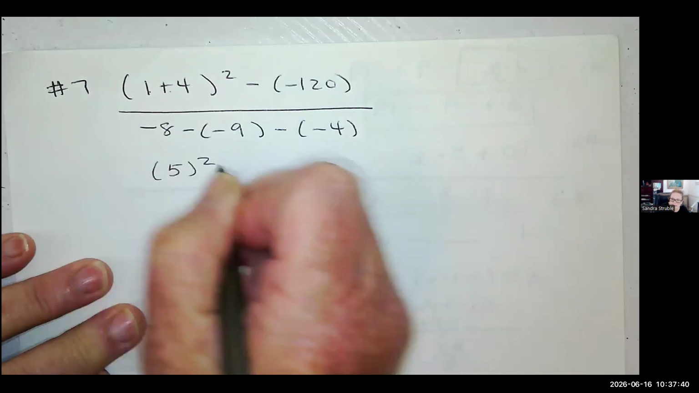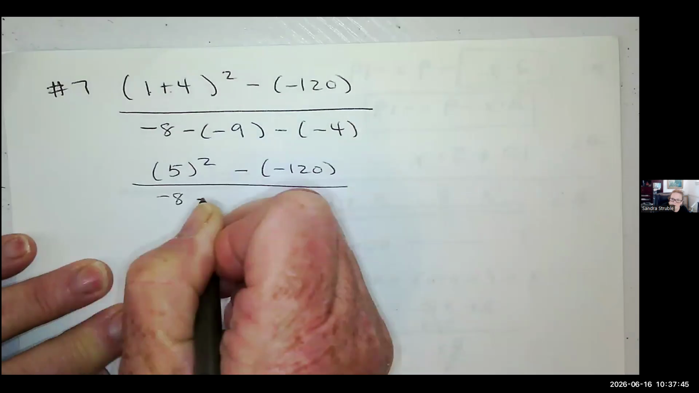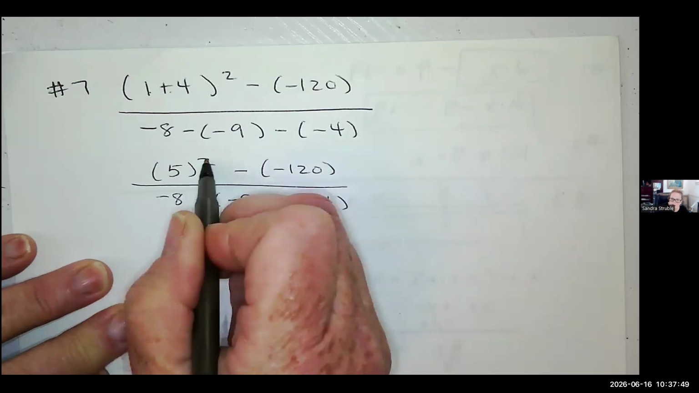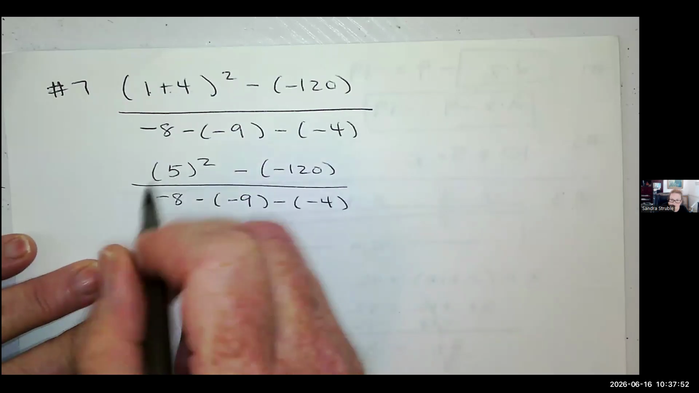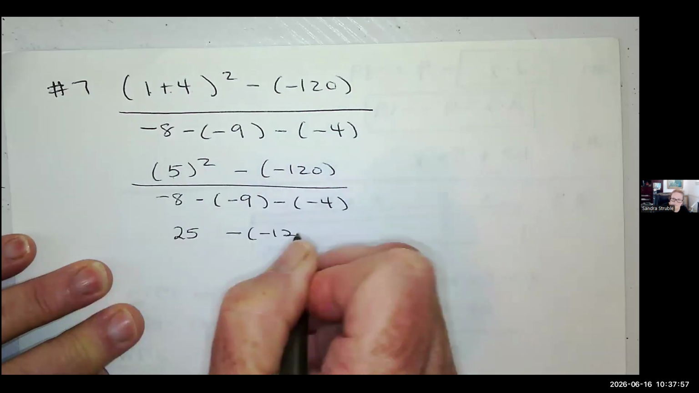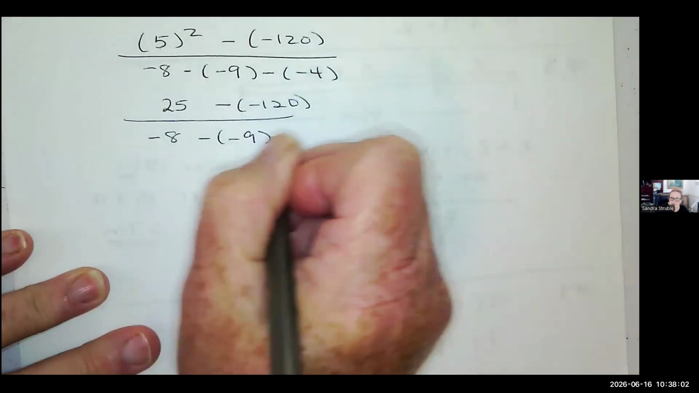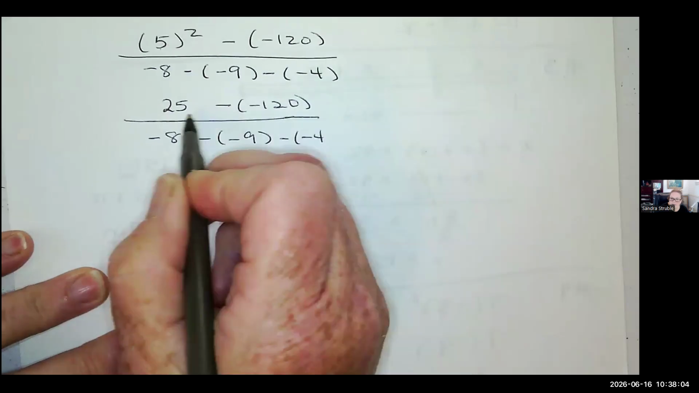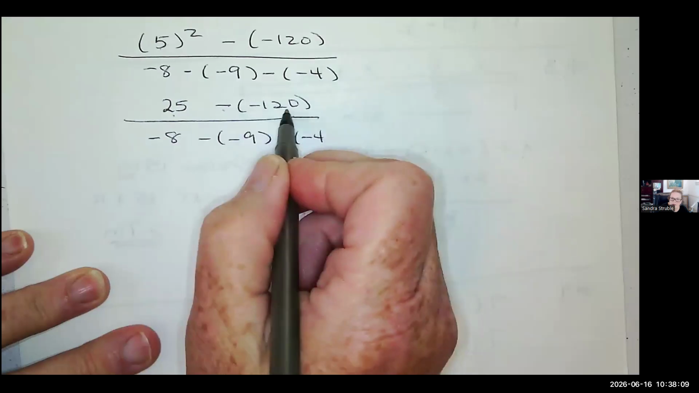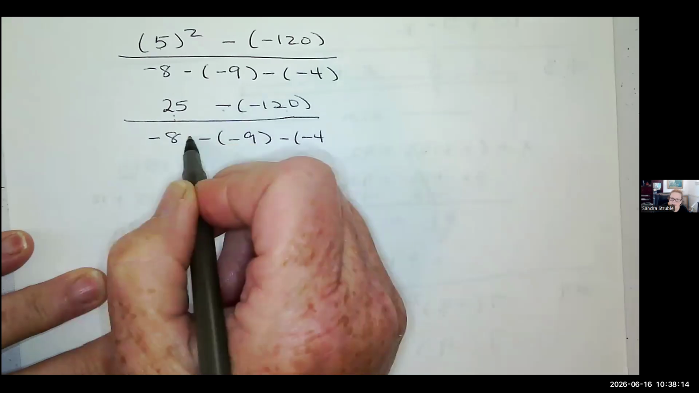Just bringing everything else down. I'm doing one step at a time. All right, now we've got an exponent. And that's the only place we have an exponent. So 5 squared is 25. 5 times 5. All right, now we've got 25 minus negative 120. We need to complete what's on the top, complete what's on the bottom, and then we divide. So 25 minus negative 120.